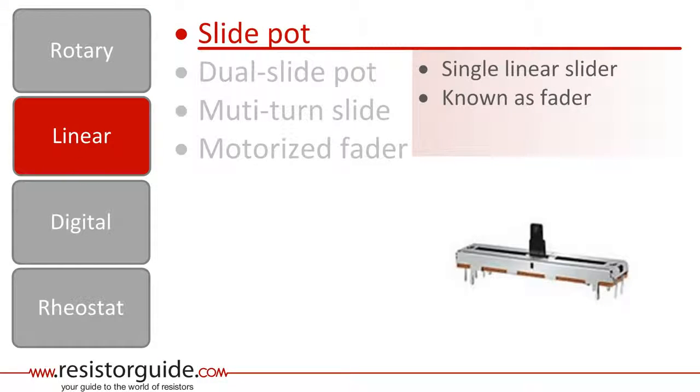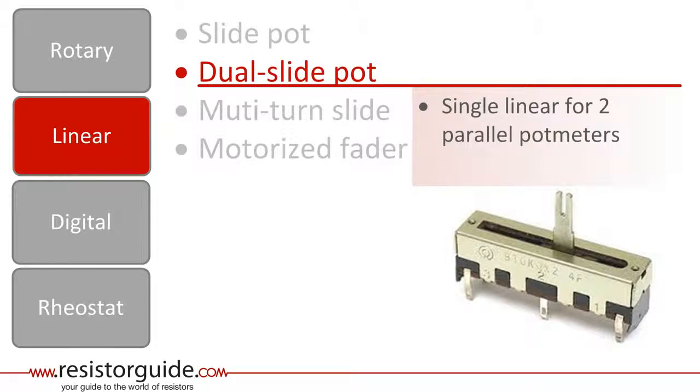The second category is the linear potmeter. The slide pot has a single linear wiper and is also known as fader. A dual slide pot has one slider that actuates two potmeters in parallel.